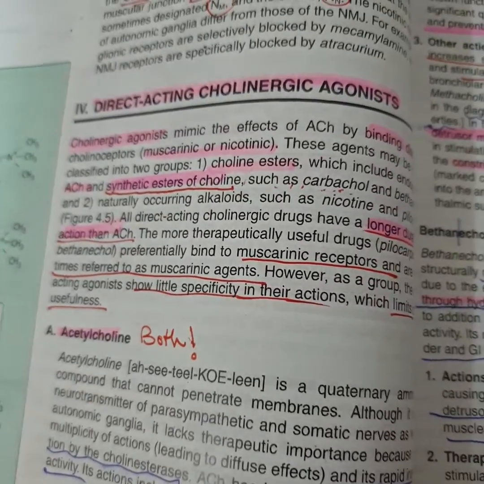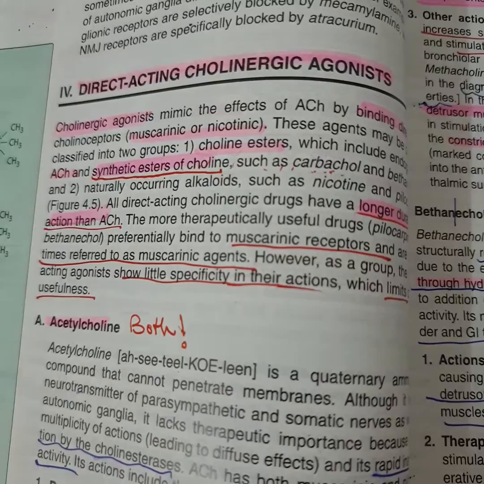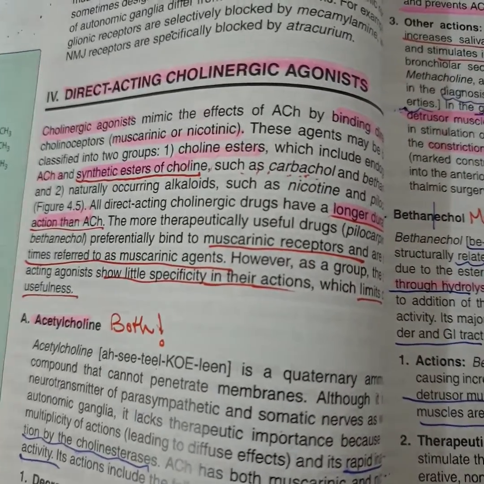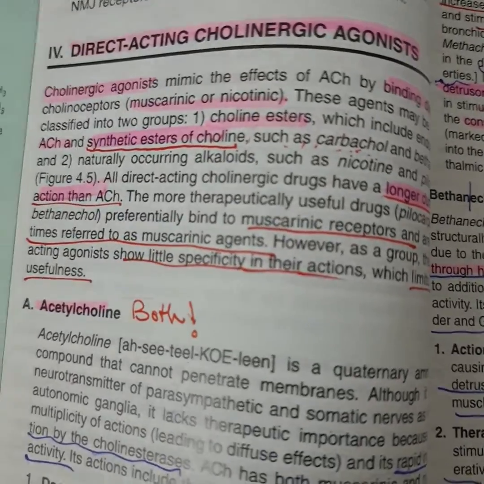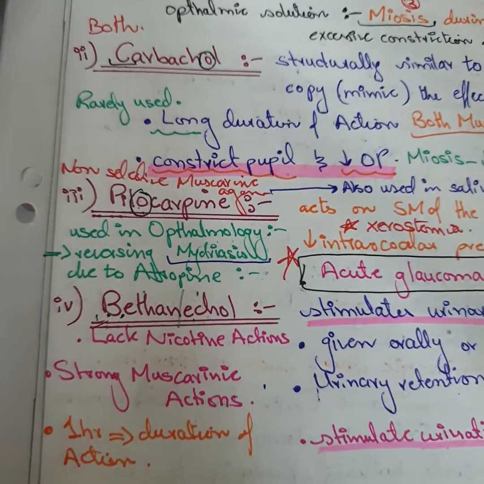So in this video we will be learning how to memorize the main actions of the direct acting cholinergic agonists. From now on I will call it DACA. Here we will start with pilocarpine.